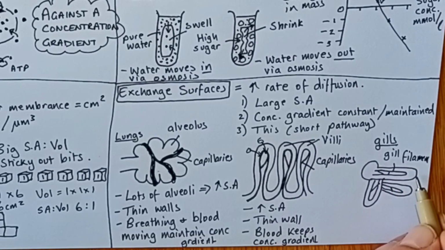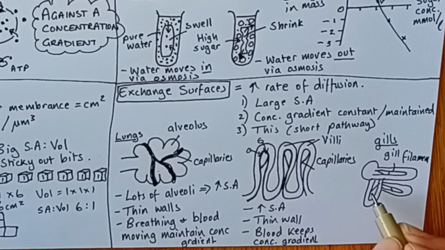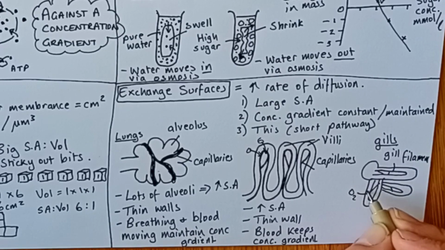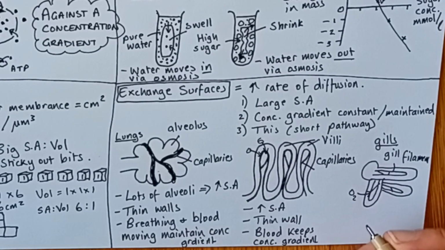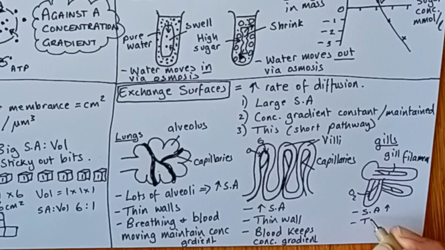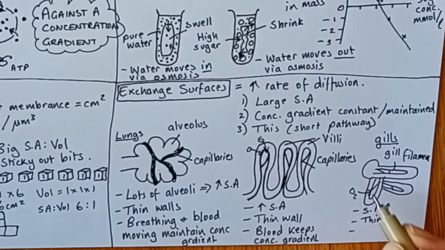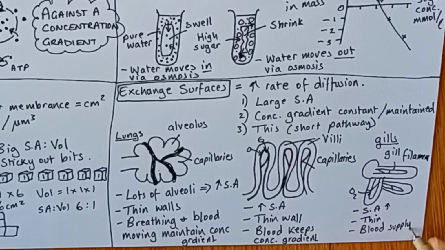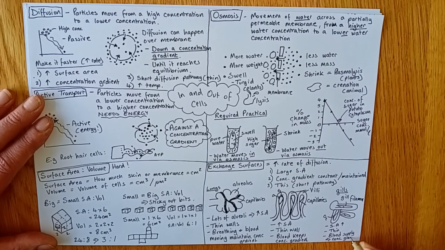So these give a large surface area. They've got lots of blood supply in them to take that oxygen out of the water. It's going to go into them, maintaining that concentration gradient. So again, we don't need to write it out, but we've got an increased surface area, we've got thin walls, and we've got a good blood supply to maintain the concentration gradient. And that is that. Look at that. That's a lot of stuff there.